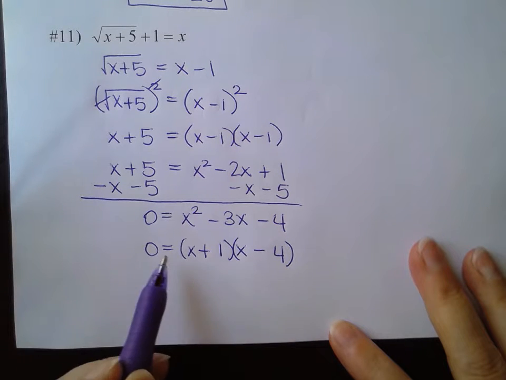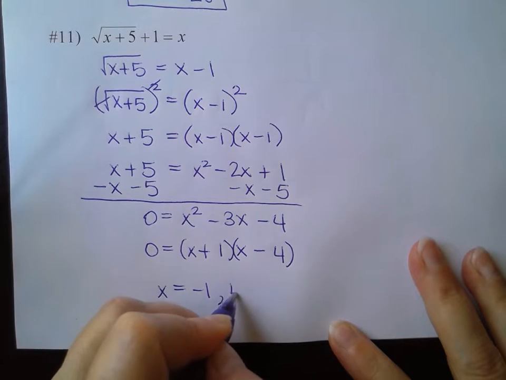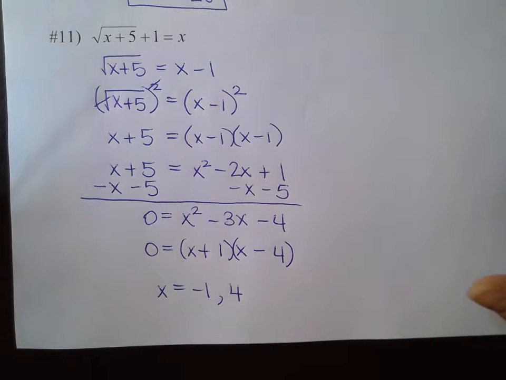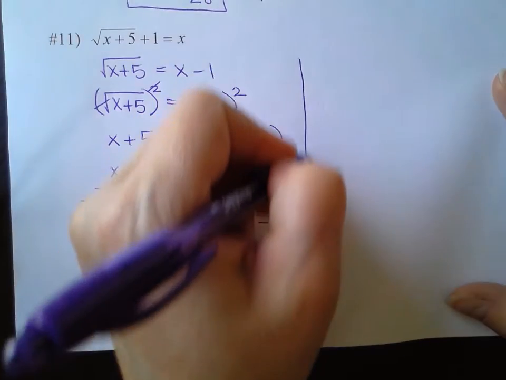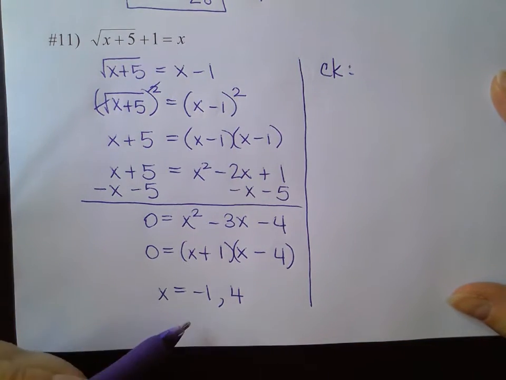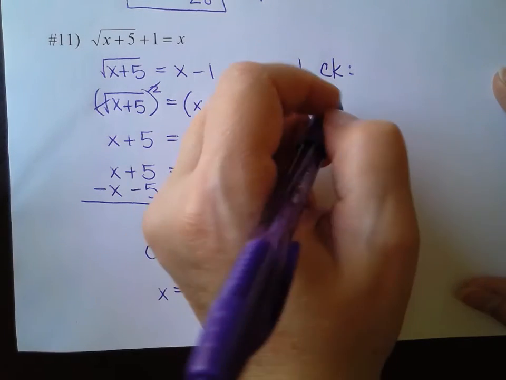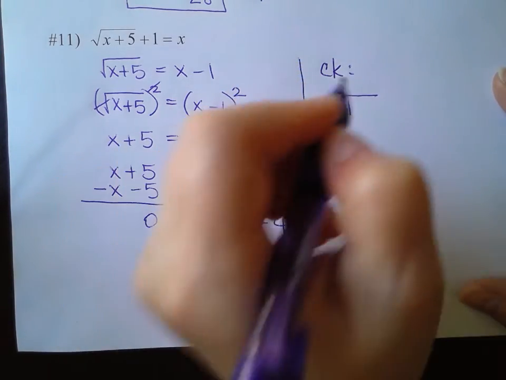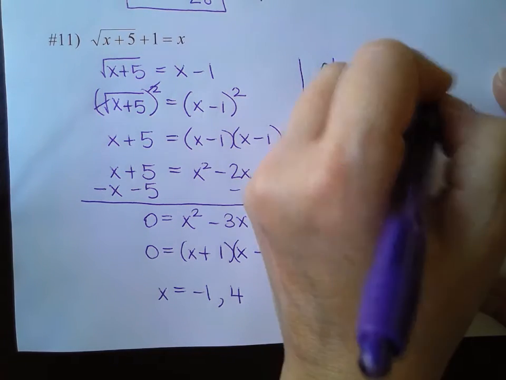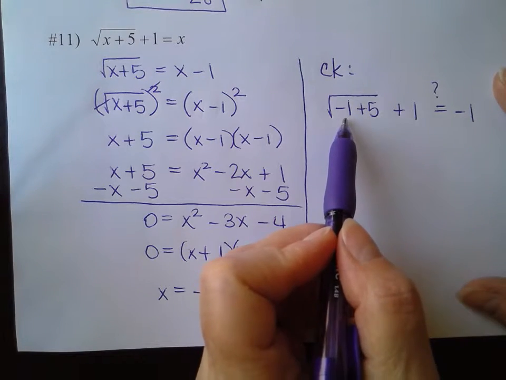So if I set each of those equal to 0, I'm going to get x equals negative 1 and positive 4. Now, just like we did for the first example, we want to check to make sure that these work. And we want to check them individually, and we want to go all the way back to the top to do that check. So let's start with negative 1. I plug in negative 1 everywhere where there's an x. In this case, that's both places.